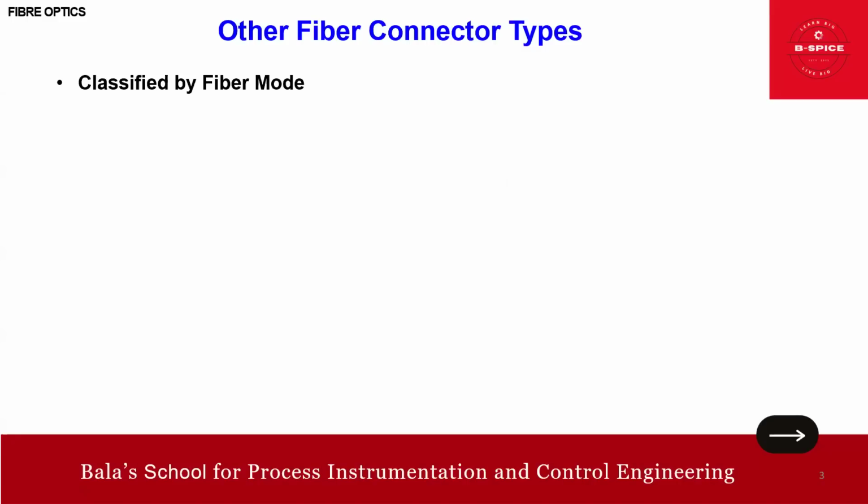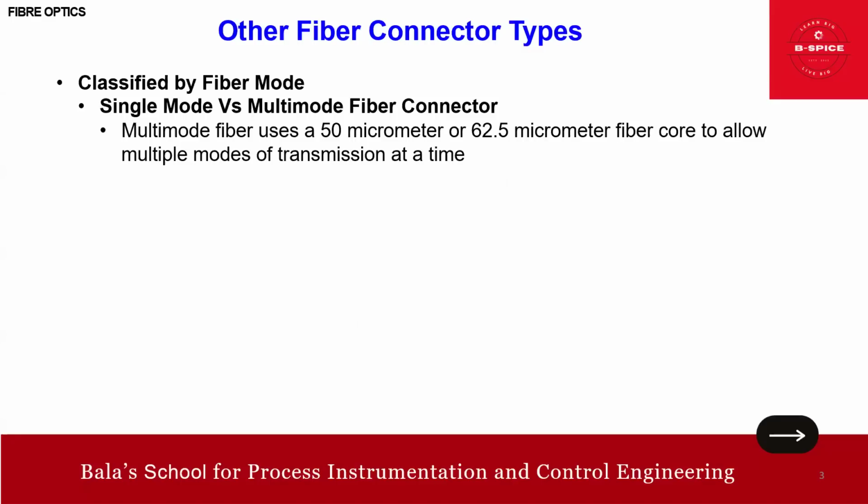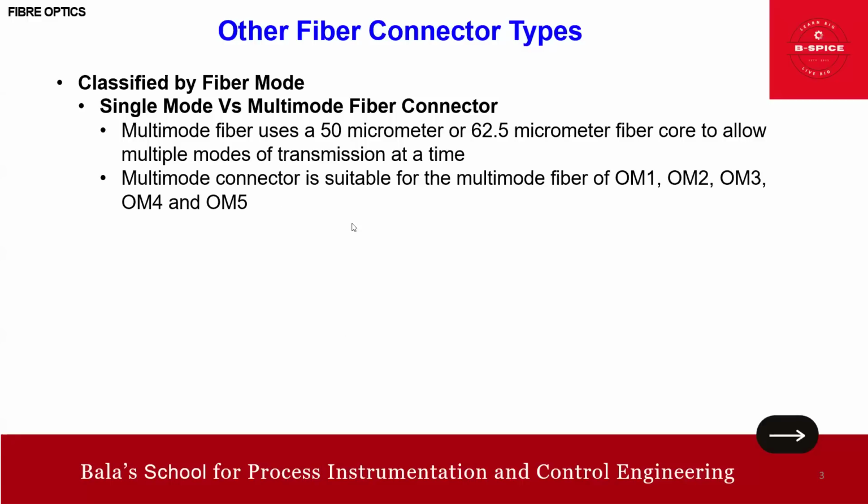So when we talk about the other fiber connectors, the first one is classification by fiber mode. Fiber mode in the sense of single mode versus multi-mode, basically. If you remember the previous video, we covered that multi-mode fiber uses a 50 micrometer or 62.5 micrometer fiber core to allow multiple modes of transmission at a time. And the multi-mode connector is suitable for multi-mode fiber ranging from OM1, 2, 3, 4, 5. This we all know.